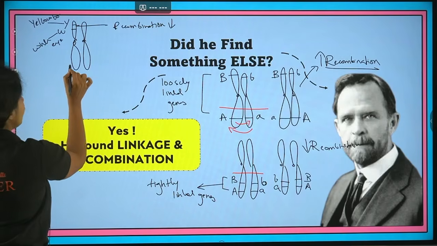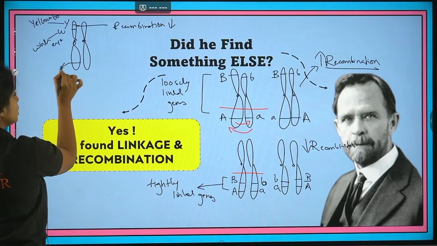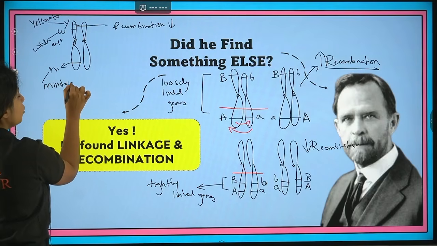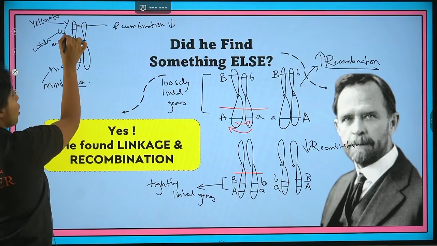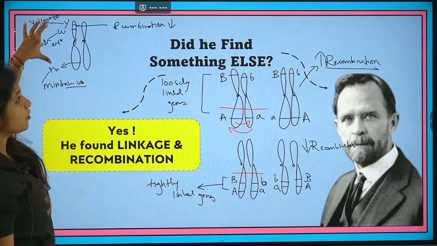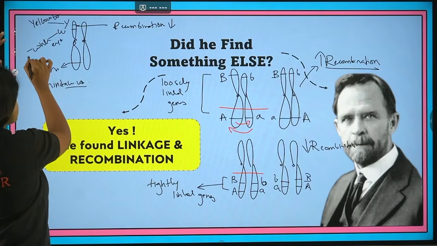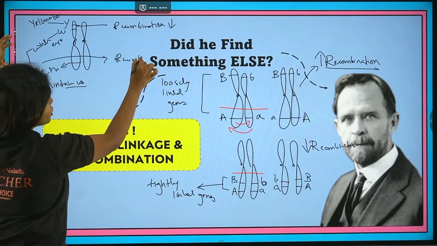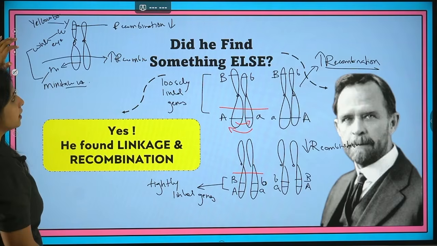Now over here you have another gene, and that is for miniature wing size. That is for your wing size. If at all you talk about this and this, now they are far away from each other. These two genes are going to be far from each other, which is why here the recombination is going to be high. You get it?